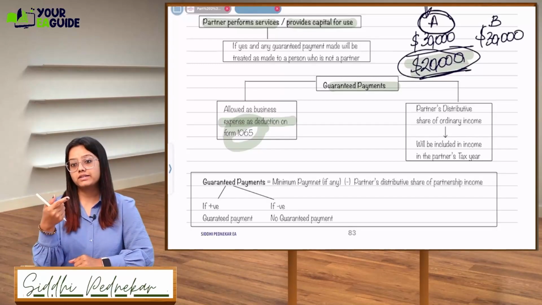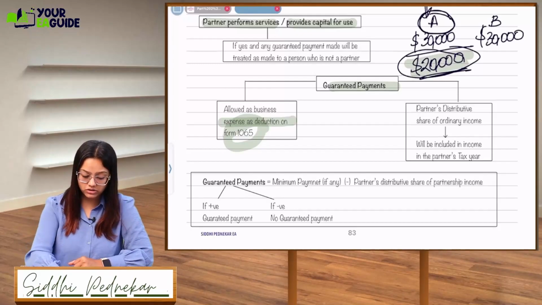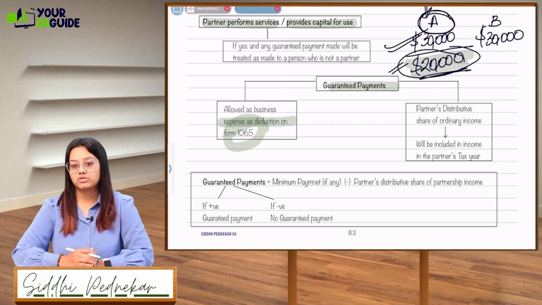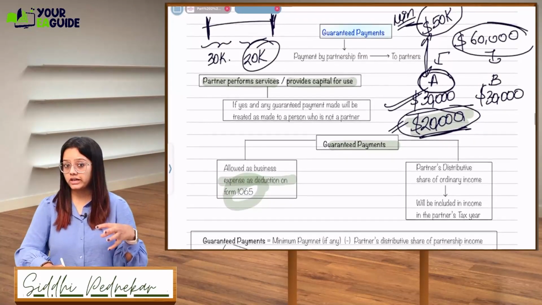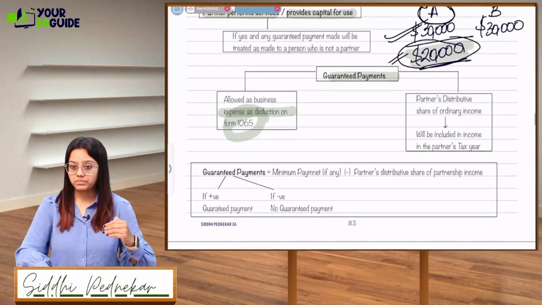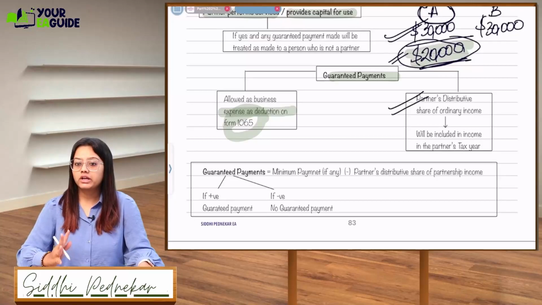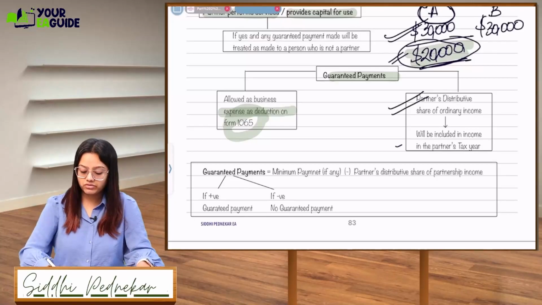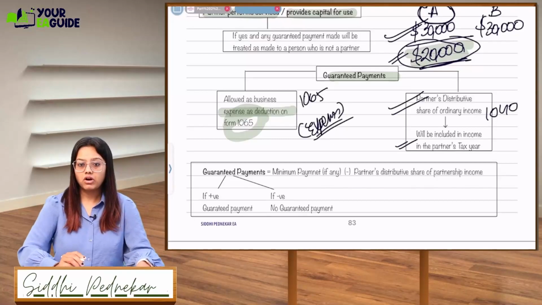Also, when the partner receives his guaranteed payment, it will be included in his income. He will include this 30,000 also, and he will include this 20,000 also. Means the total 50,000 of benefit which the partner is receiving will be included in the 1040 form as income. Guaranteed payment, the partner's distributive share of ordinary income will be included in them. As I mentioned right now, it will be included on 1040 form also, and from 1065 it will be reduced as an expense. Got it, guys?